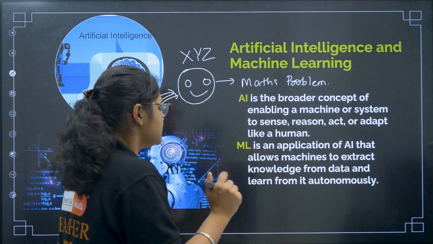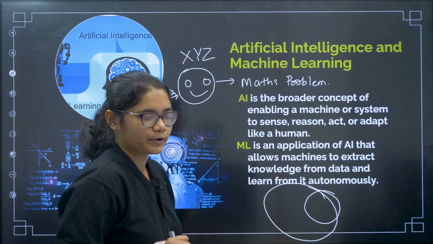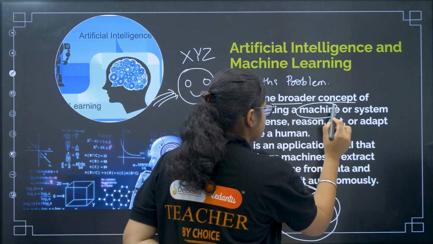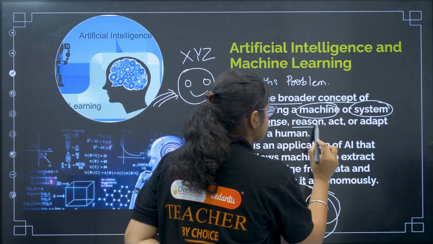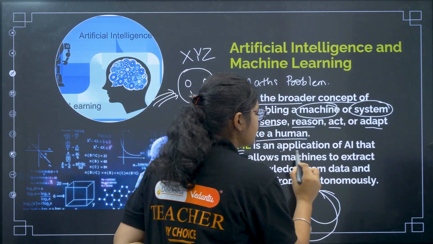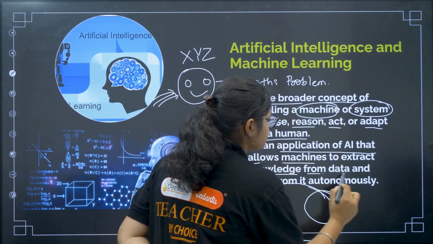a basic concept. So artificial intelligence is a wider concept and machine learning is a part of it. Okay, so you can see here, AI is a broader concept of enabling a machine or a system to sense, reason, act or adapt like a human. Machine learning is an application of AI that allows the machines to extract the knowledge from the data.